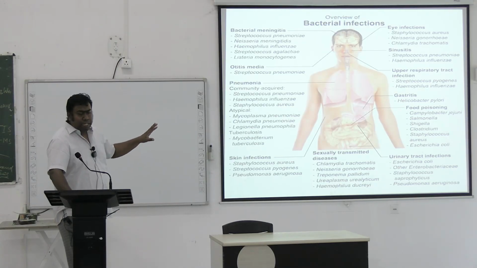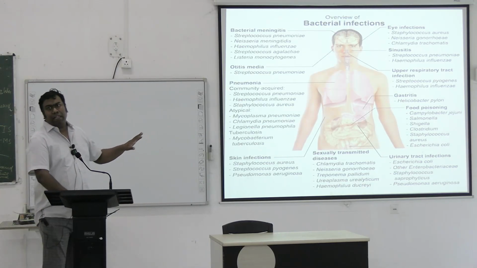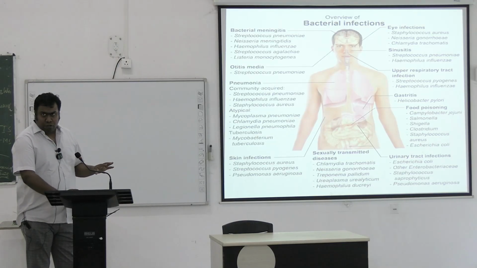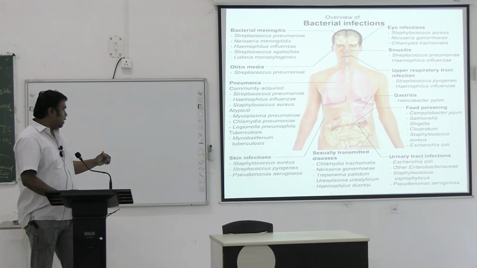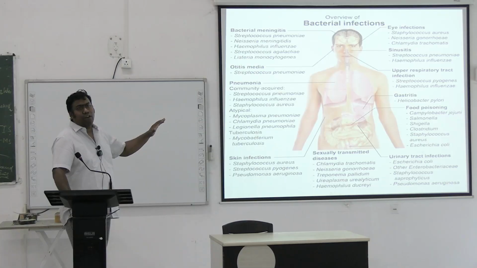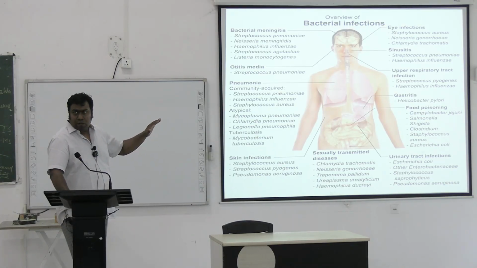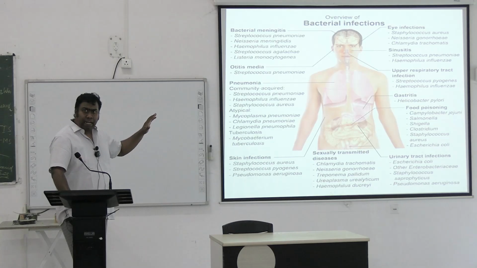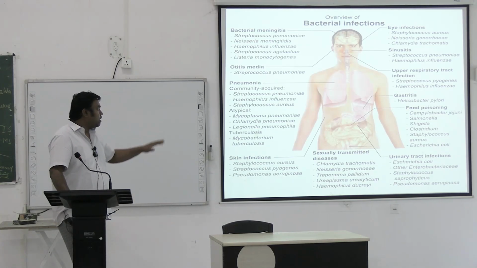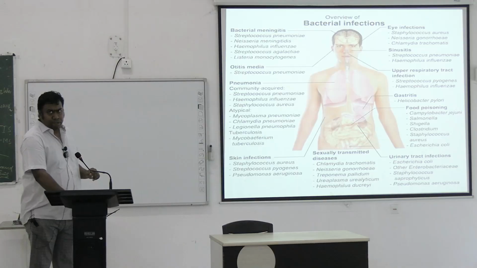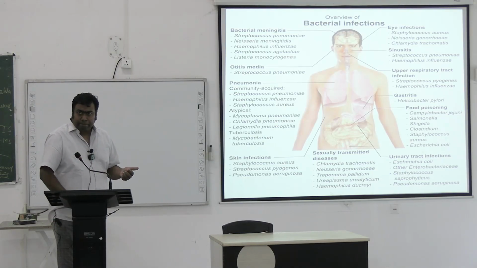These are commonly atypical pneumonia causes, atypical pneumonia, commonly hospital acquired. Then gastritis can be caused by H. pylori. We already discussed the H. pylori regime. There are H. pylori regimes for treatment of H. pylori. Then food poisoning. What are the common causes of food poisoning?